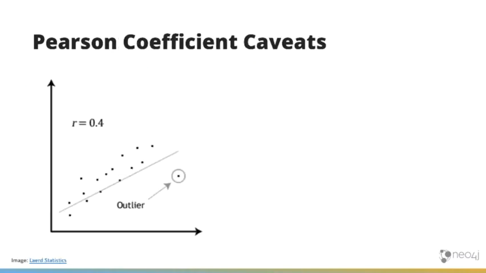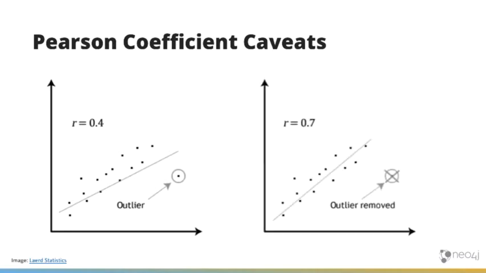There are two caveats with Pearson's coefficient. The first one is outliers. Since we're using the mean, you can imagine how outlier data points might pull us away from what might be a higher correlation. In this case, if we remove the outlier, we go from a 0.4 correlation to a 0.7 correlation. So if you do notice unexpected results, looking at outliers that may pull the mean in one direction or another is something to check.